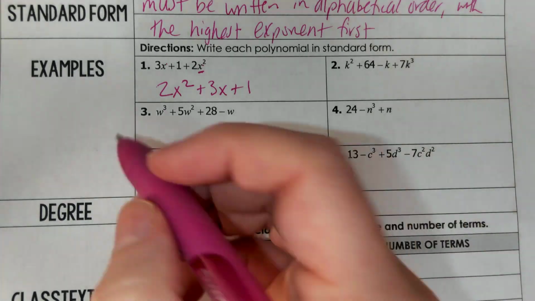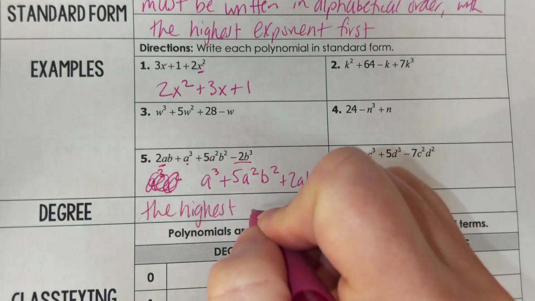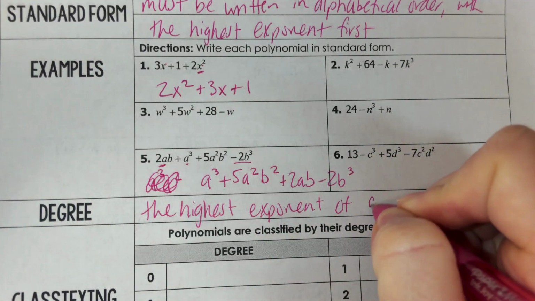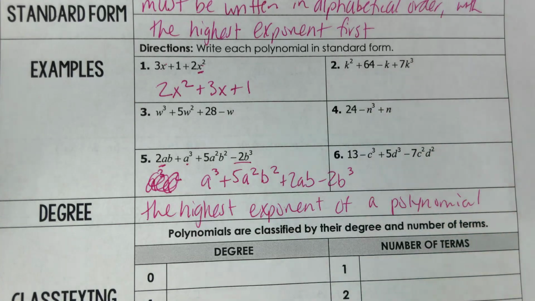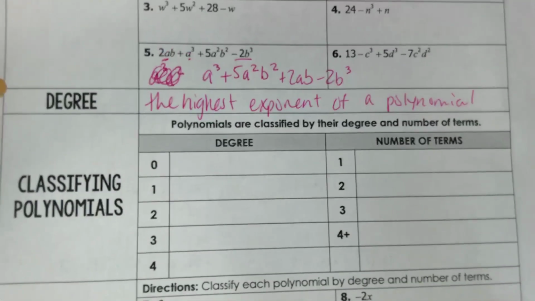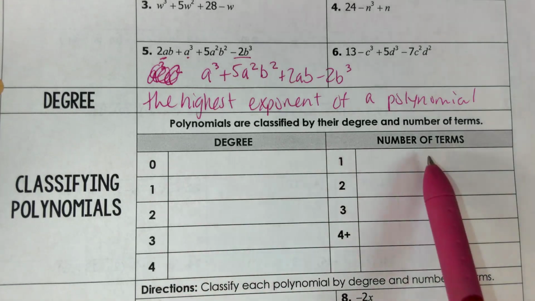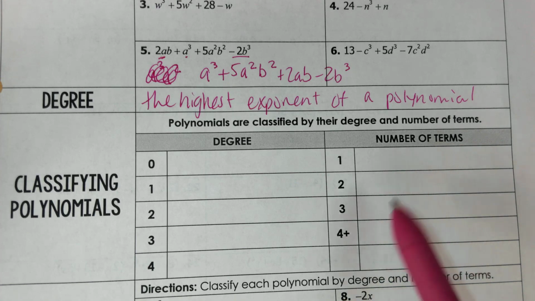A degree is the highest exponent of a polynomial. That's a degree. And so we classify polynomials in two different ways. We classify them by the highest exponent, degree, and we also classify by how many terms they have. And so we give them a specific name based on that.